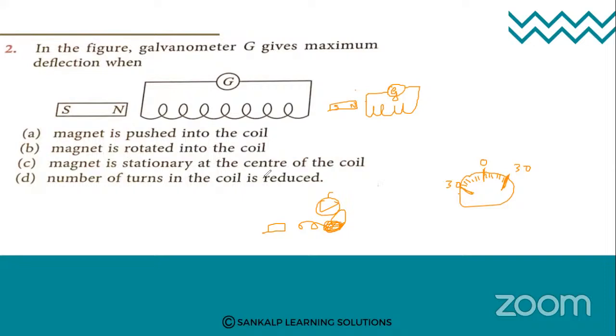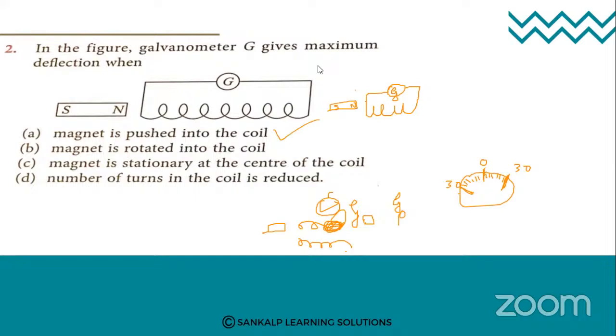What does option C say? Magnet is stationary. When you keep the magnet stationary, the galvanometer will not show deflection, it will be at 0. Number of turns in the coil is reduced. If you increase the turns you may get more deflection, but if you reduce the turns it is not possible to get more deflection. So only one answer is right, that is magnet is pushed into the coil. Option A is the correct answer.